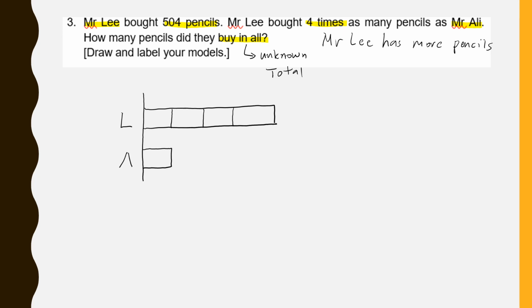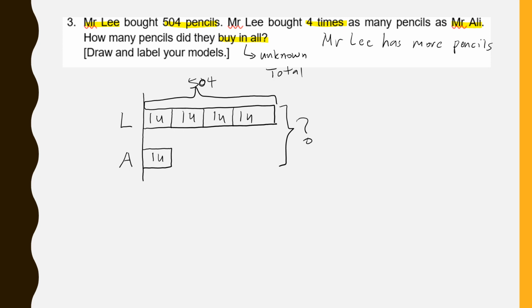Okay, so Mr. Ali has 1 unit, and you label the units 1U, 1U, 1U, 1U, and 1U. The total is unknown. Mr. Lee has 504. Now please use a ruler. I can't use it because it's not easy to use a ruler on a screen.